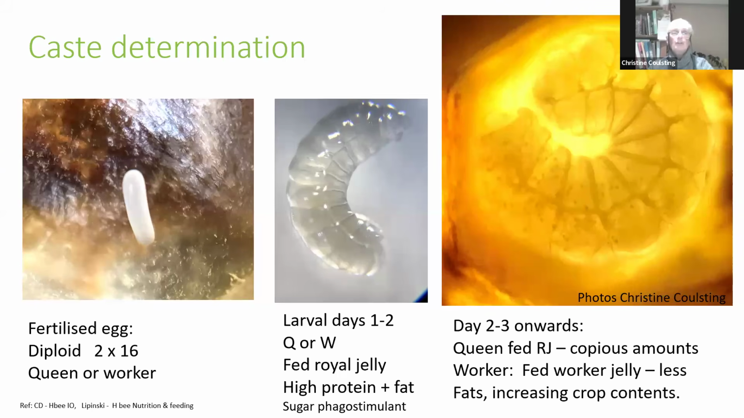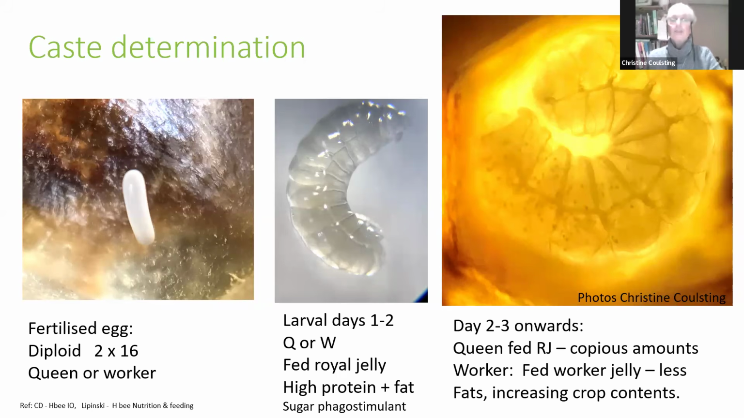Caste determination. As we know, the queen will lay fertilized eggs, so she tends to use her front legs as calipers to measure the cell. If it's a smaller cell, then she tends to lay a fertilized egg to produce a worker. These are diploid, so 2 sets of 16 chromosomes. And actually a fertilized egg, of course, can become a queen or a worker.